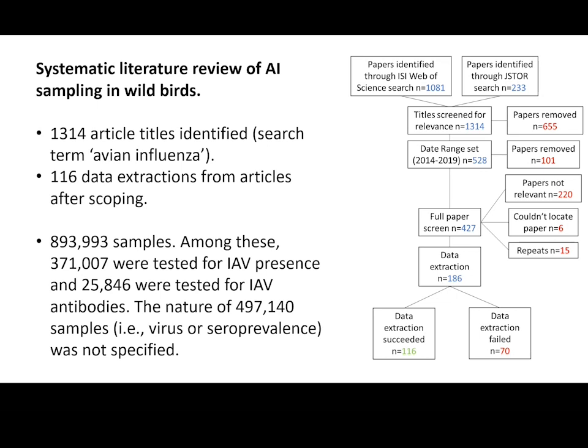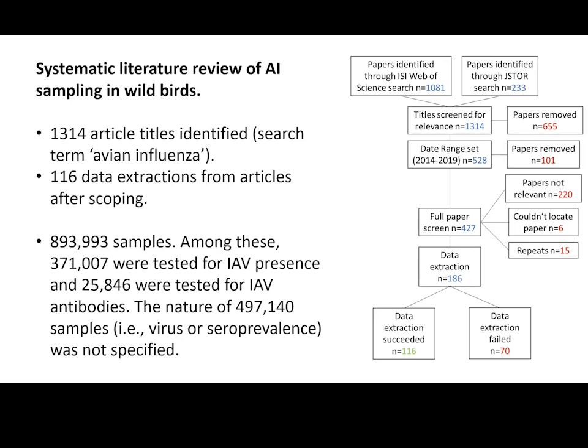So moving on to my first chapter of my thesis, this is the systematic literature review of AI sampling in wild birds. It was a lot, as I've said, of reading and a lot of taking data. The original very broad search term of avian influenza brought out 1,314 different article titles. When you scan all that through various different processes, which I won't go into too much detail because it's a little bit boring, we get down to 116 data extractions from different articles. So 116 different articles provide 893,993 samples, which is a lot of lines in Excel, I can tell you that much.